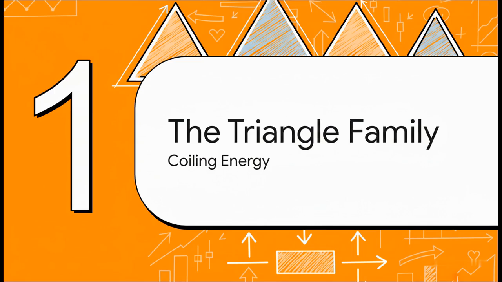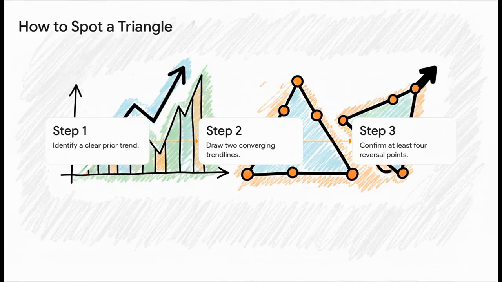You'll literally see the price get squeezed into a tighter and tighter range right before it pops. And spotting them is actually pretty straightforward. It's kind of like a simple three-step recipe. First, you absolutely need an existing trend. Context is everything here. Second, you draw two trend lines that are squeezing the price together. And third, and this part is super important, for it to be a real valid triangle, the price has to touch each of those lines at least twice. You need those 4 reversal points to confirm the pattern.